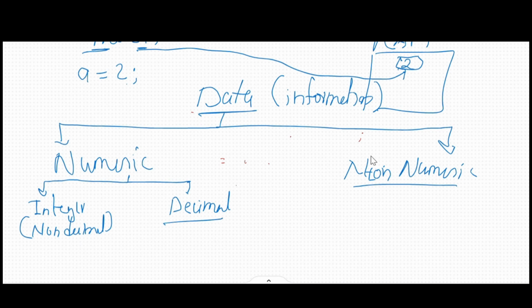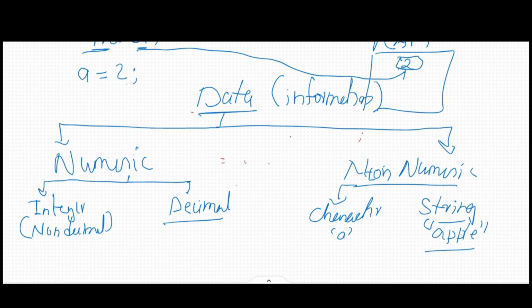Now when we go to the non-numeric, you will have characters, like an alphabet A, or the full word, like the word apple. When we say the full word apple, that is a word, a string. When we say only A, that's a character.